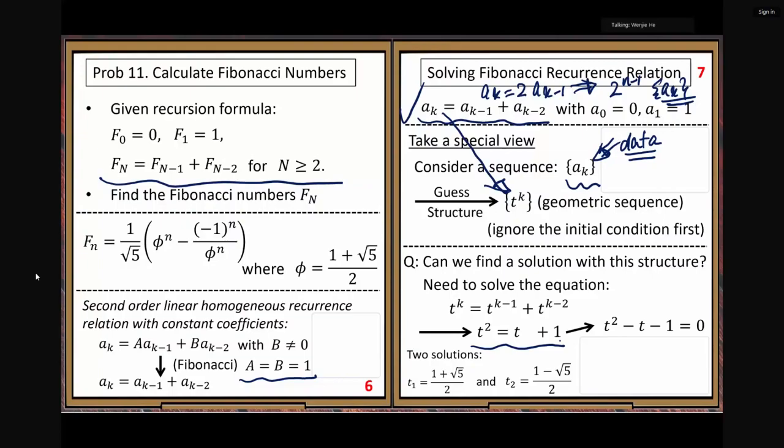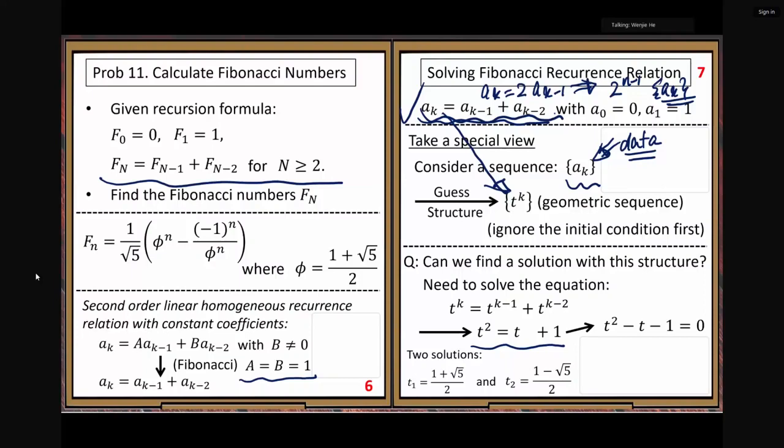That means we have two solutions. T1 is a solution, T2 is also a solution. Two valid solutions for this recurrence relation. Both satisfy the recurrence relation. So we should keep both. Okay?